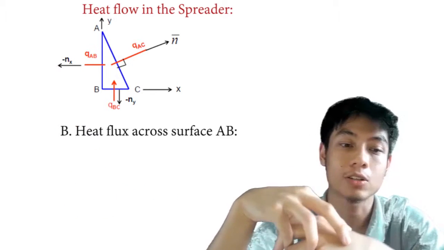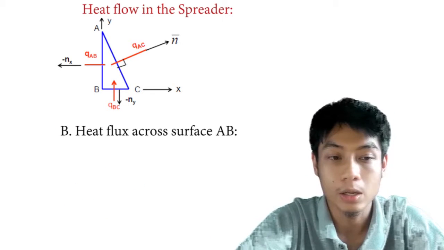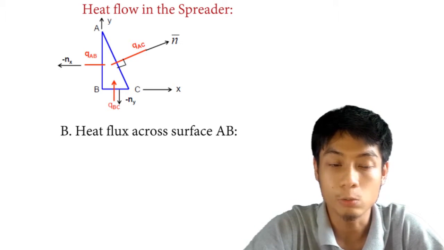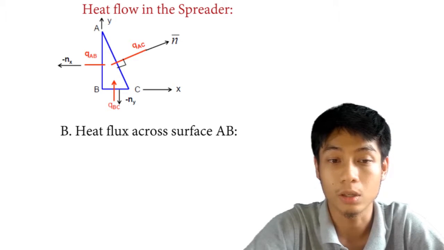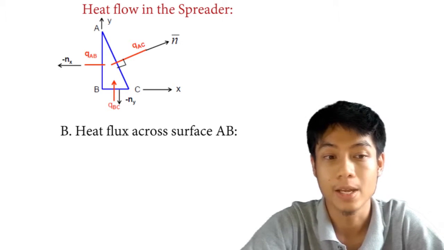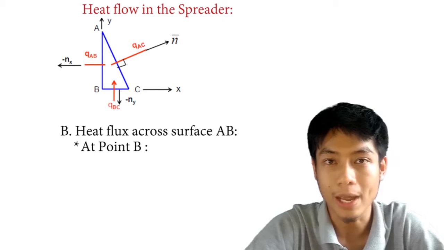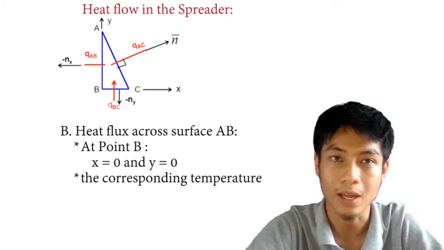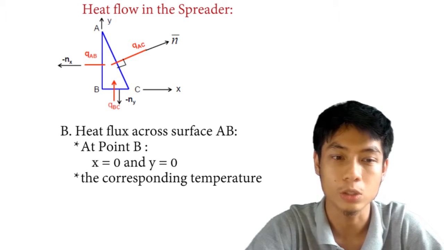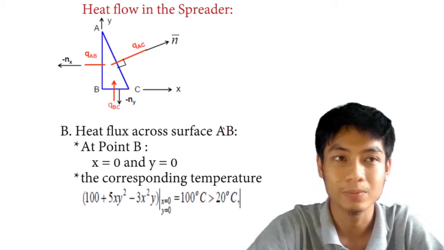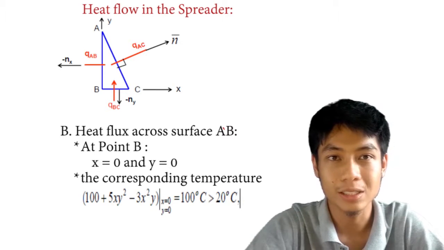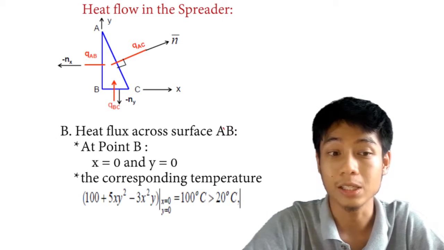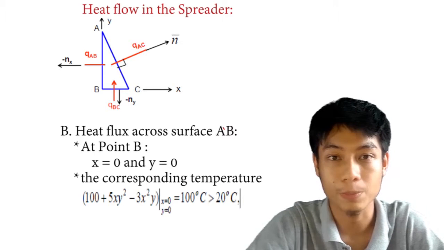And for heat flux across surface AB, we need to verify the direction of the heat flow across the surface first, and we need to check the temperature at the two terminal points of the edge AB. Look at point B, where x and y are equal to 0. The corresponding temperature, when we substitute 0 for x and 0 for y into the equation, we will get 100 degrees, bigger than 20 degrees, which is the ambient temperature. The same applies at terminal A, so heat flows from the spreader to the surrounding.